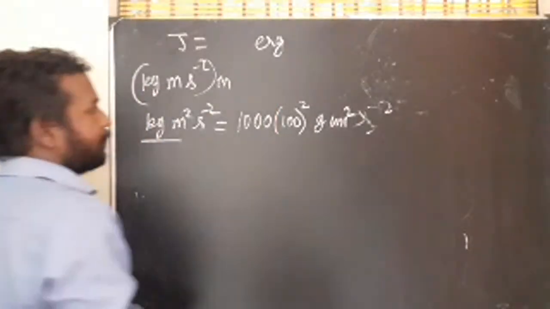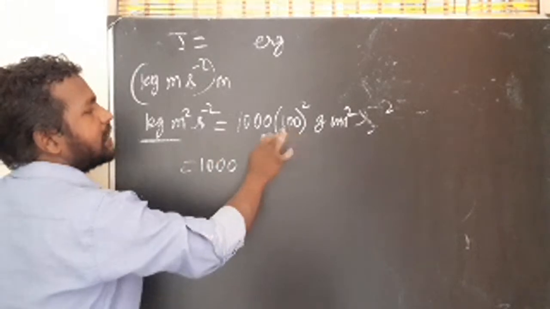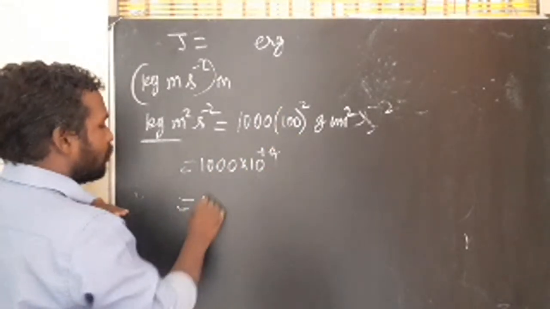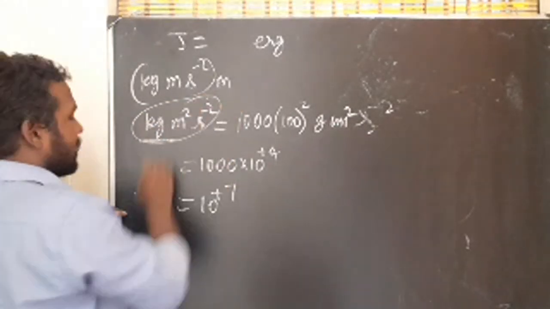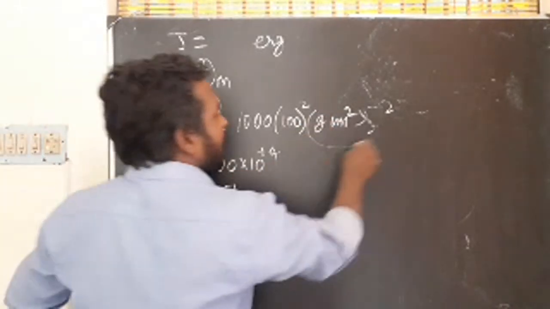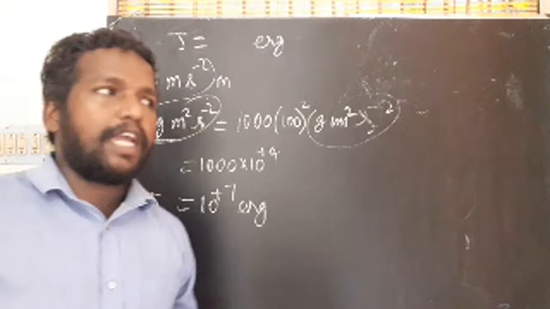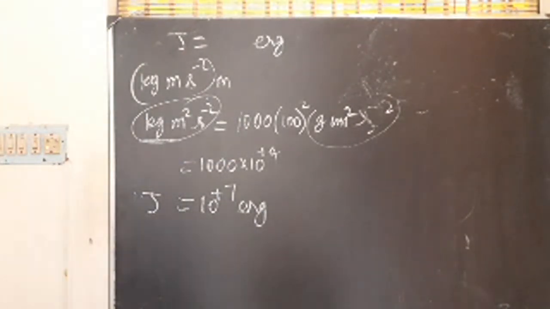Second minus 2. So 1000 into 100 square, we'll get 10 power plus 4. Here it's 3, so 10 power plus 7. So all of this we can call as Joules, and all of this we can call as ERG. 1 Joule is 10 power plus 7 ERG. Using the dimensional analysis method, I am going to convert from Joules to ERG. So see here how I am going to do it.